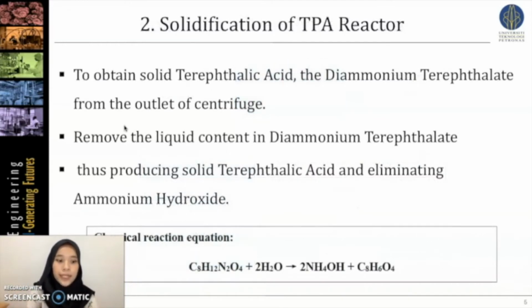Moving on to the second reactor, which is the solidification of TPA reactor. To obtain solid terephthalic acid, the diammonium terephthalate from the outlet of the centrifuge is sent to a kiln reactor. This is to remove the liquid contained, thus producing solid terephthalic acid and eliminating the ammonium hydroxide. In order to optimize the reaction, we studied the comparison between gas kiln and electric kiln. The chemical reaction equation for this process is shown on the slide.